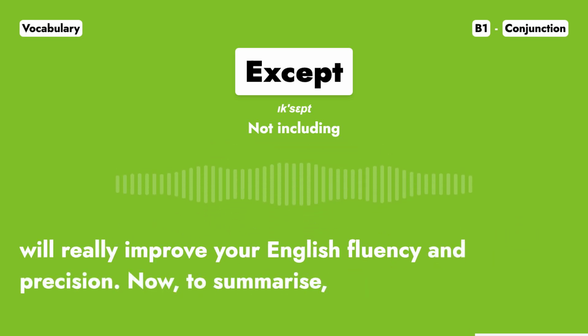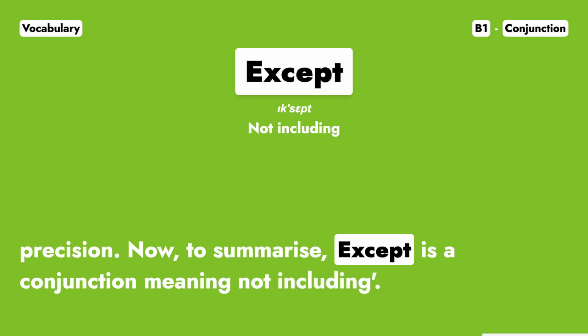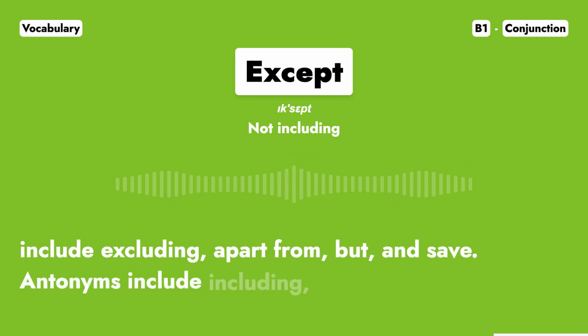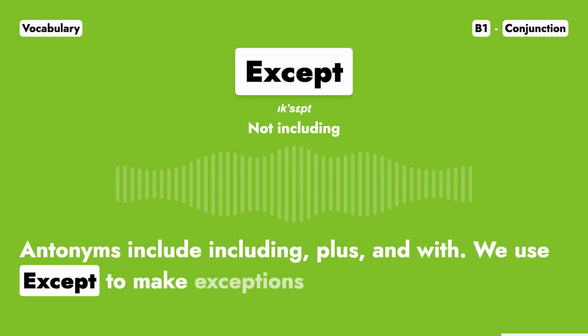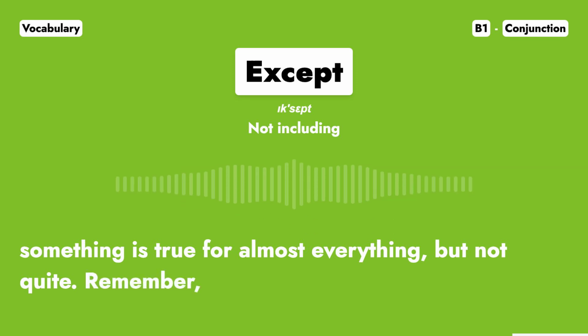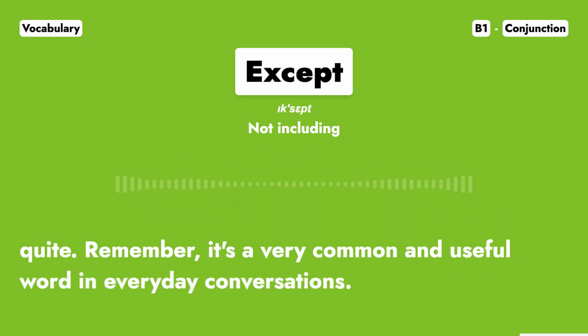Now, to summarize, accept is a conjunction meaning not including. Its synonyms include excluding, apart from, but, and save. Antonyms include including, plus, and with. We use accept to make exceptions and to clarify that something is true for almost everything, but not quite. Remember, it's a very common and useful word in everyday conversations.